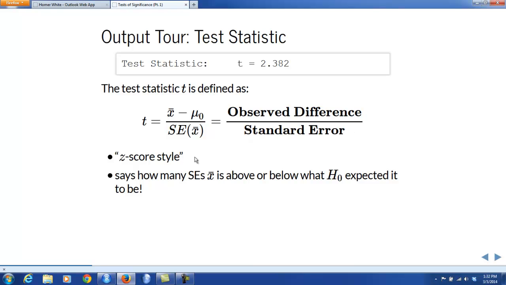This test statistic looks a lot like the z-score that we introduced way back at the beginning of the course. It's a value minus a mean divided by something that works a lot like a standard deviation. So we say that the test statistic T has z-score style. What it's trying to do is to tell you how many standard errors x bar is above or below what the null hypothesis expected it to be. And as you can see, our results were indeed more than 2 standard errors above what the null was expecting. Again, things are not looking good for the null.